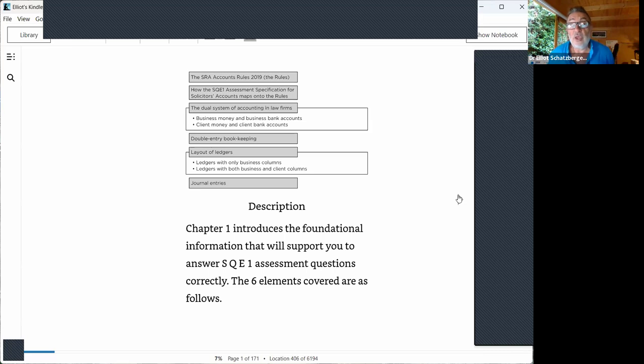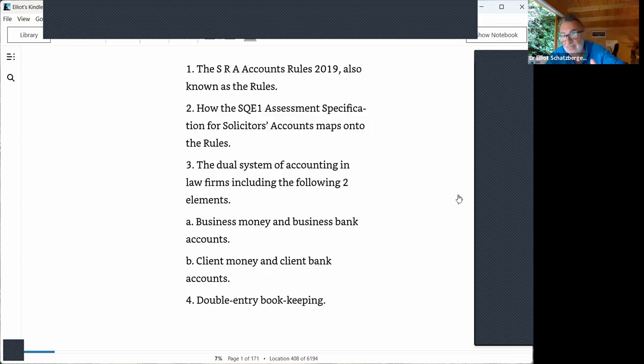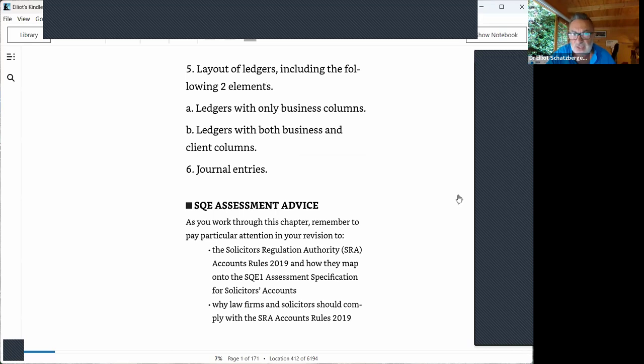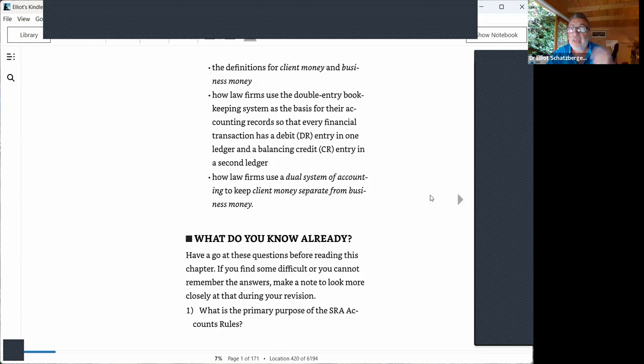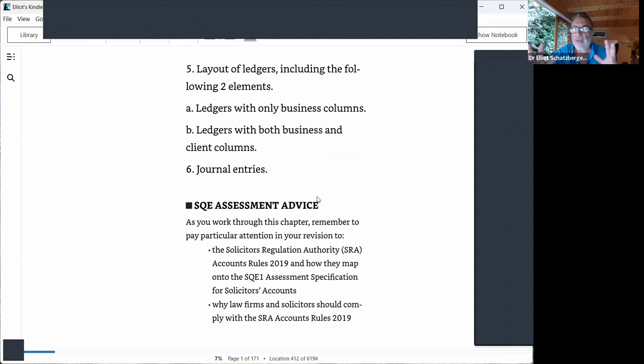Then we start to look at double entry bookkeeping. And again, I'll explain all of this as I would to my students as we go along. And we'll look at things called ledgers. That's where you record the entries of your bookkeeping. So it's nice in these books. It tells you exactly what we're going to look at. It then repeats it in a nice, simple format. It then tells you that what we're going to focus on are these rules and why they matter.